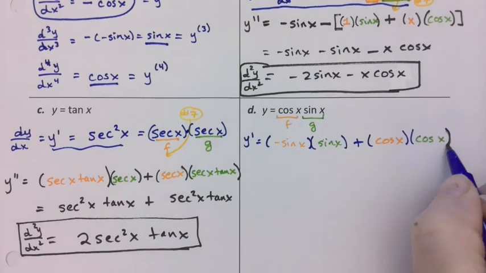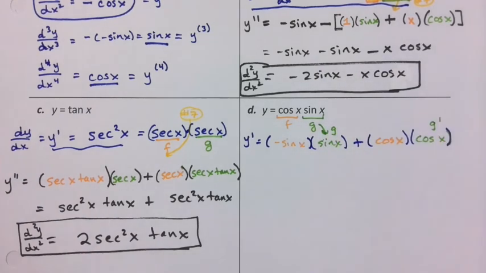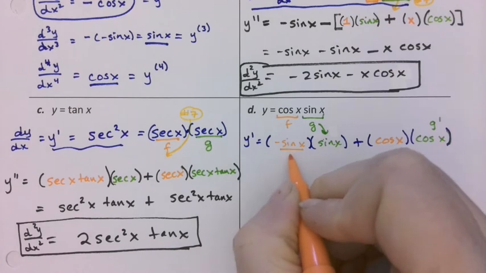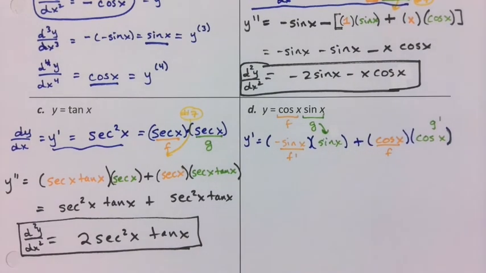So let's think. This is my g prime right here. This is my g right there. Oop, I don't even need to write g right there. It's kind of obvious, right? And then this in the beginning part was f prime, right here. That's f prime. And this is f. Okay, so let's simplify that just a little bit.